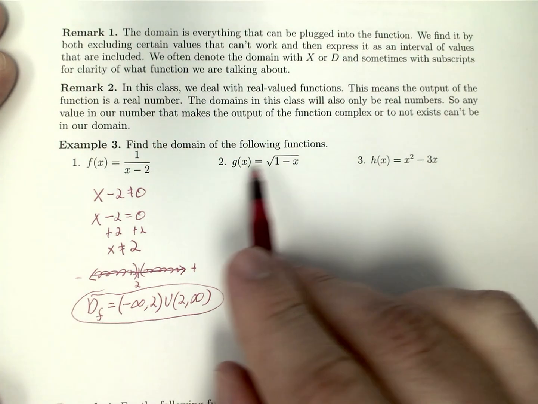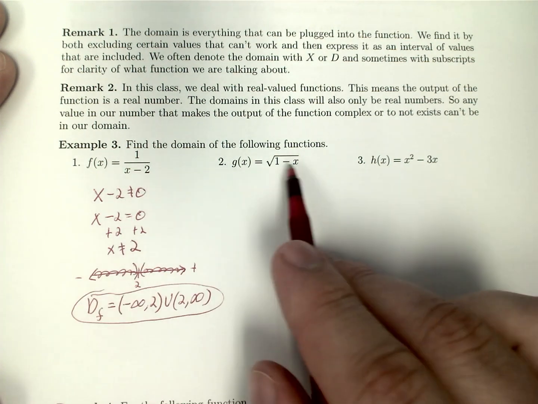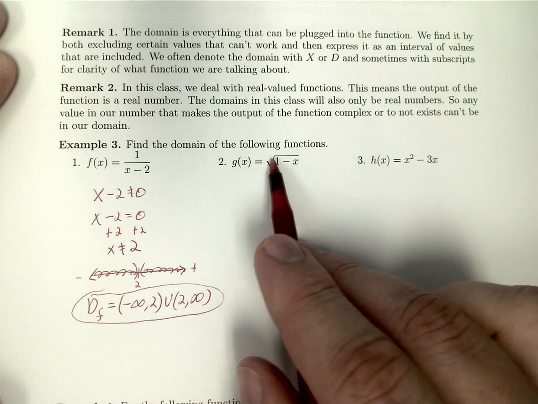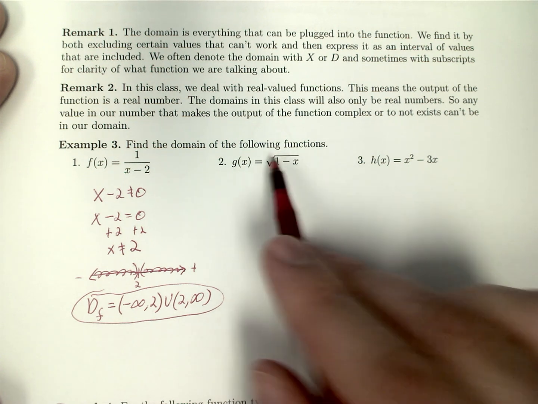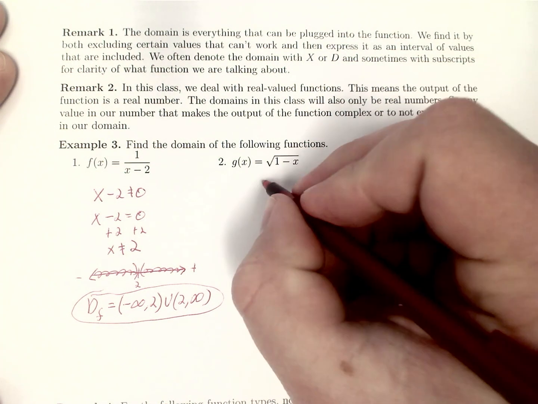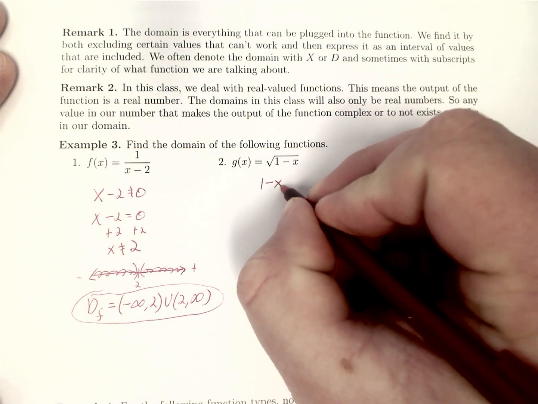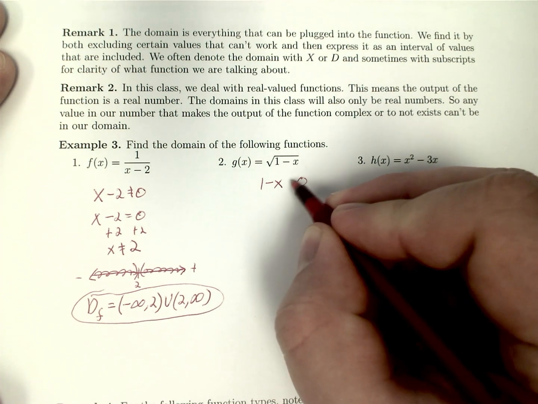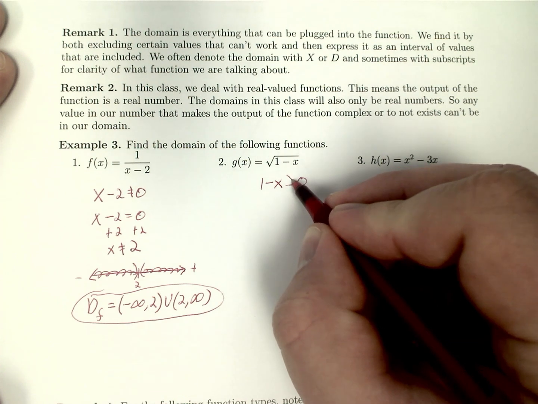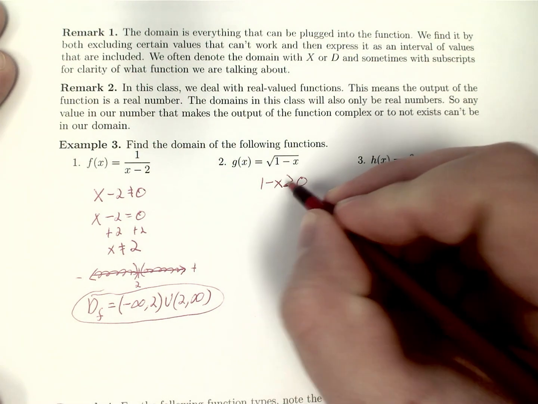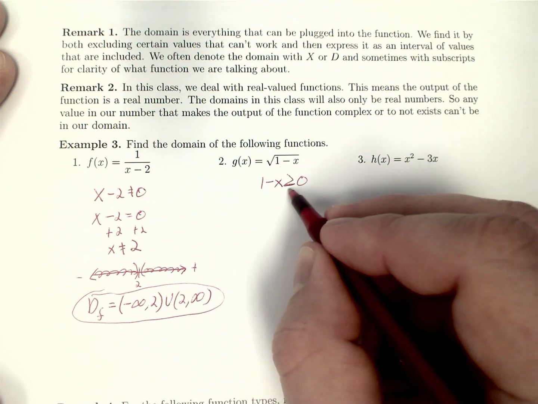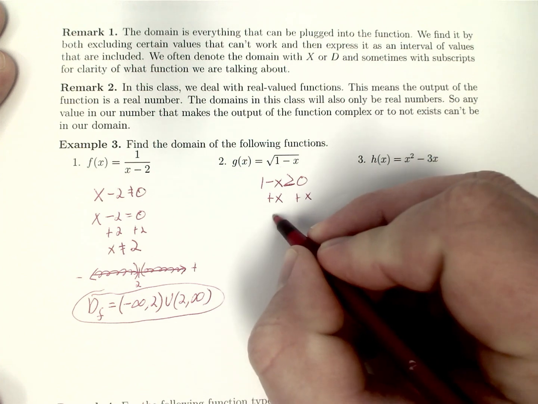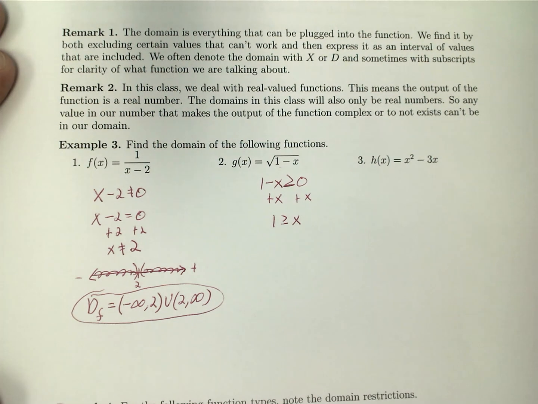For this other function, for g, we can't divide by 0, but in this case we have a radical with an index of 2. Again, if you don't see an index, a little number in the divot there, it's always assumed to be 2. And it can't be negative, but it can be 0, and it can be greater than 0. So what you do is you just set the inside of that greater than or equal to 0, and then you solve in your favorite way. So 1 is greater than or equal to x.